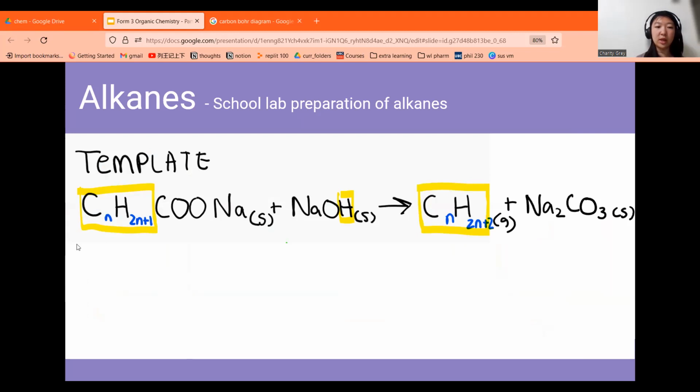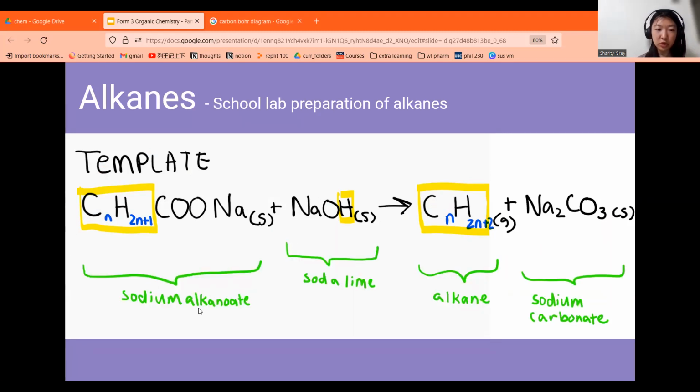So here you will see that you have a template of CnH2n+1, whereas for alkanes, you'll get an alkane of CnH2n+2. And you notice that you have added COONa over here, and this is NaOH, which is your soda lime. So you always want to start with a sodium alkanoate, add soda lime, and it becomes an alkane. What you get at the end is sodium carbonate, which you don't want.